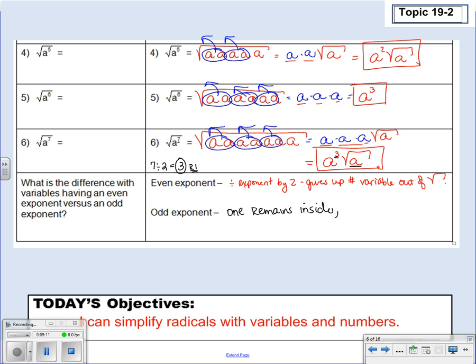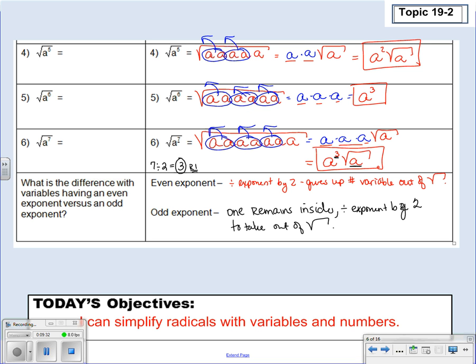And then we're going to do the same thing we did before. We're going to divide that exponent by 2 to take out of the radical.